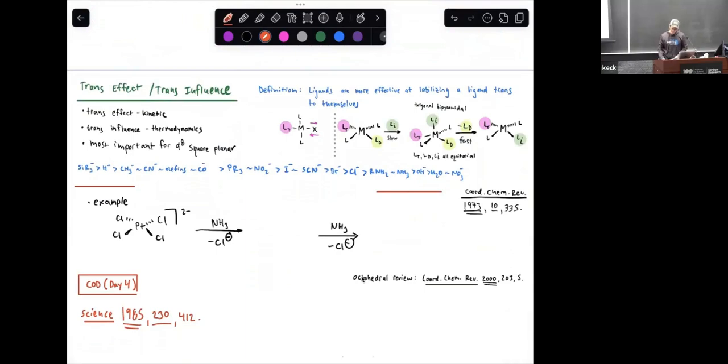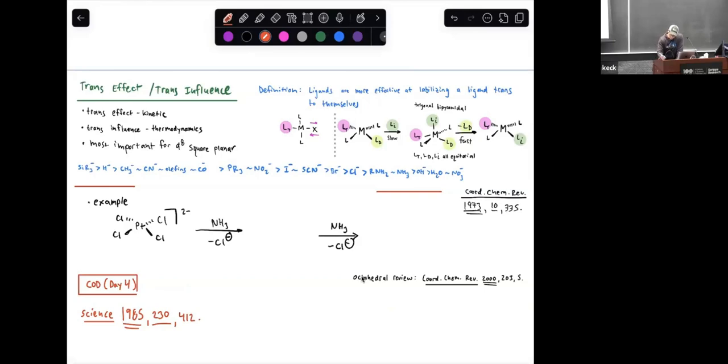All right, we'll move forward. Amy got us started on this, the trans effect / trans influence. Empirically, it has been observed over the years that different ligands are more or less effective at labilizing ligands trans to themselves. So again, it goes back to this idea of isomerism, appreciating that not all metals with the same elemental composition are laid out in space the same way. And then how do you get access to different stereoisomers? It has been observed that different ligands have these different effects.